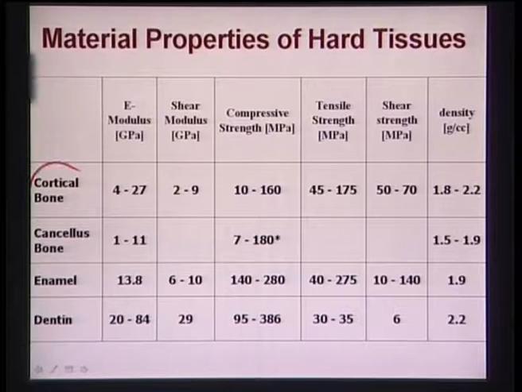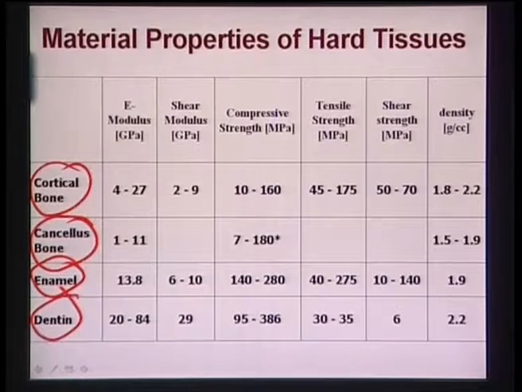that is typically measured with different parts of the bone, like cortical bone, cancellous bone, enamel and dentin. Enamel and dentin are the hard tissues of the teeth, right? Enamel is the outer part, dentin is the inner part. Similarly, cortical bone and cancellous bone, cortical bone is the surface, cancellous bone is the inner core.